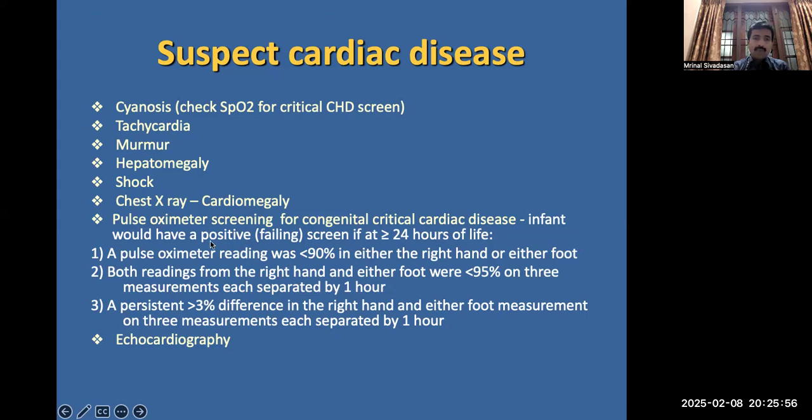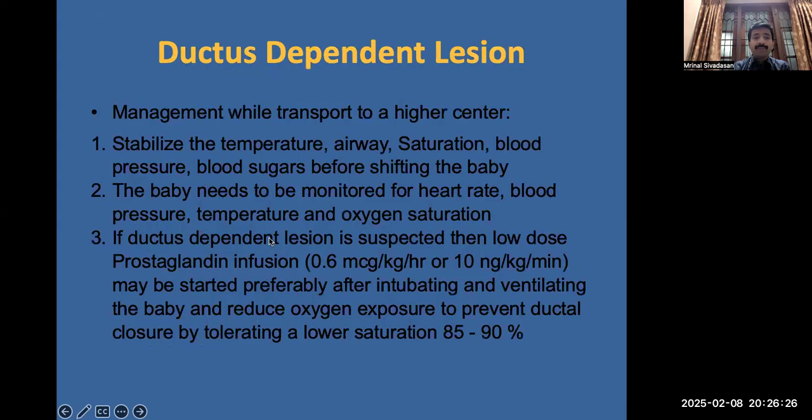So pulse oximeter screening is done at more than 24 hours of life to look for critical congenital cardiac disease. If the pulse oximeter reading in either the right hand or either foot is less than 90%, or if the reading in the right hand and either foot is between 90 to 95 on 3 separate measurements separated by 1 hour, or if there is a persistent more than 3% difference between the right hand and either foot on 3 measurements each separated by 1 hour, then the screen is positive or failing.